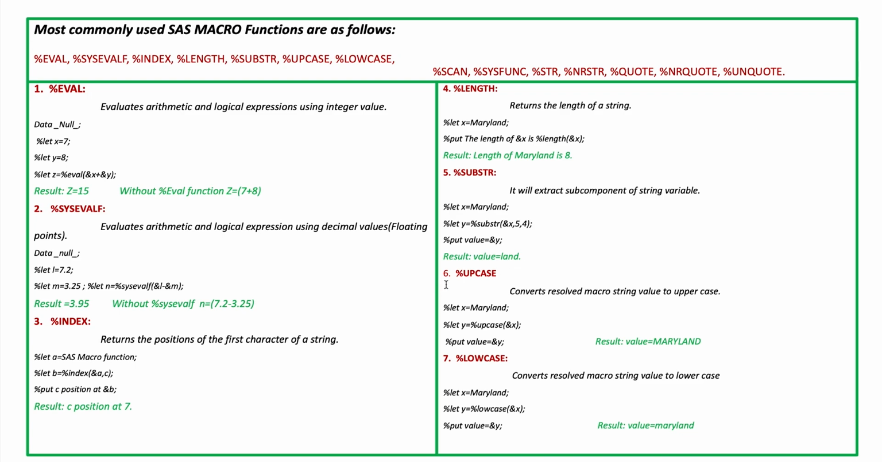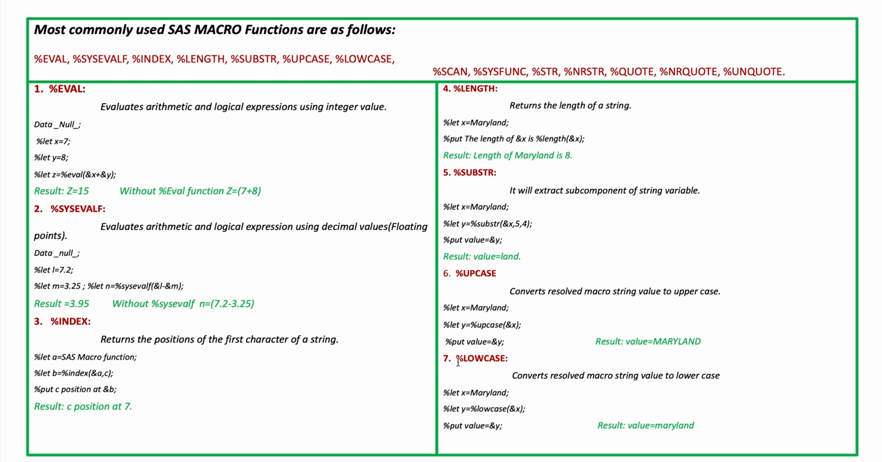Number 6, %upcase. It converts a resolved macro string value to uppercase. We have taken the same example here. Macro variable x and its value is Maryland, and we are going to change this Maryland value to uppercase. That means another variable y by using %upcase and &x, and we are going to print that value in our log window, and the final result becomes Maryland, but all characters appear uppercase.